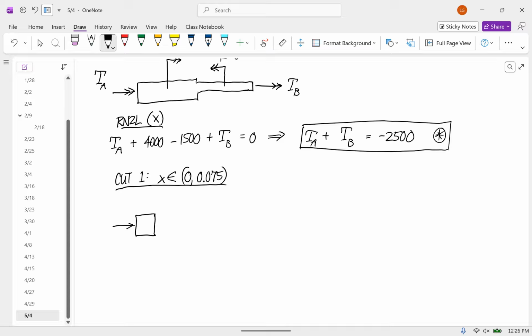And all we have is the torque, fancy TA, and then an internal torque, fancy T. And the moment equation about the x-axis says fancy TA plus fancy T is equal to 0. And so the internal torque for this piece is negative fancy TA.